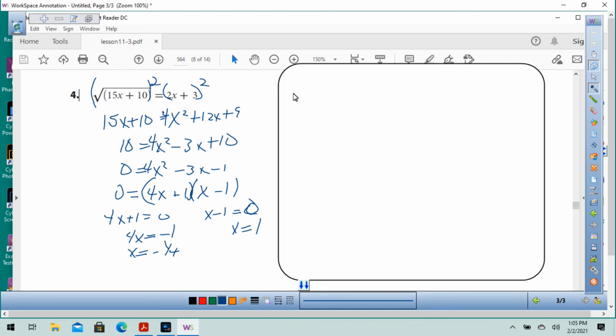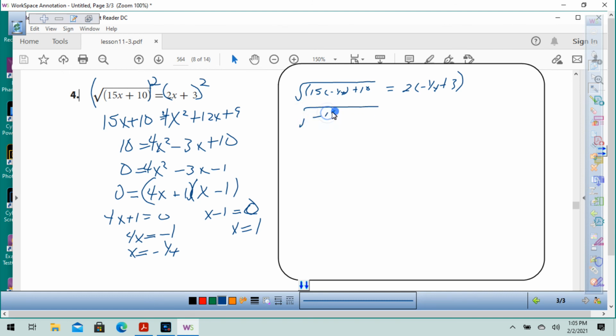All right, now we have to test it. That's going to be the square root of 15 times negative 1/4 plus 10 equals 2 times negative 1/4 plus 3. And let's see here, what does that give us? The square root of negative 15 fourths plus 40 fourths, equals 2 times negative 1/4 plus 3.